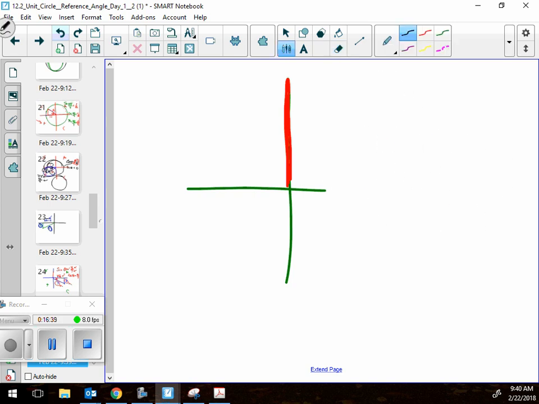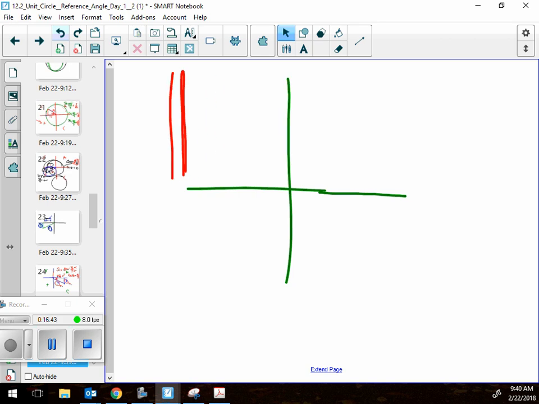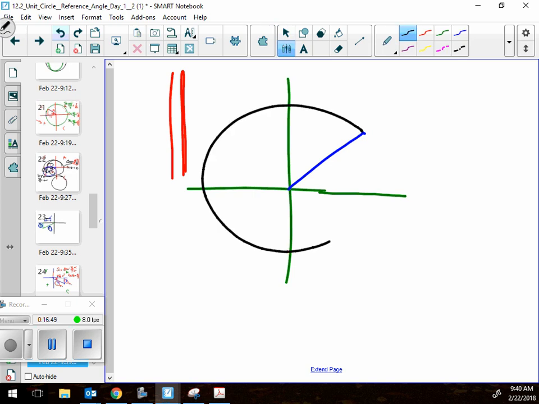Do you remember me telling you this little example where you would make a unit circle and that this would be like x and this would be like y, and then the radius is 1 on a unit circle? Does this ring a bell? Do you remember that? Okay.